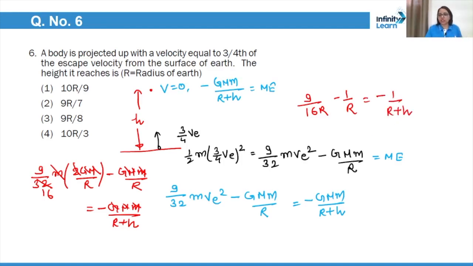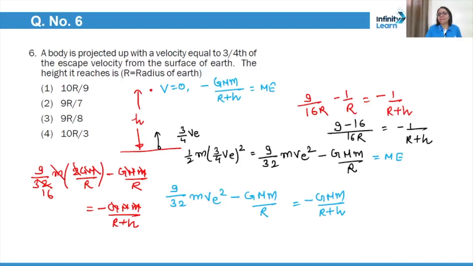If you solve this equation... Minus 16, sorry, I think I made some mistake over here. Let me erase this equation. Yeah, let's take LCM as 16R. Okay, so this is 16R, so this is 9 minus 16, okay, and that is minus 1 upon R plus h.